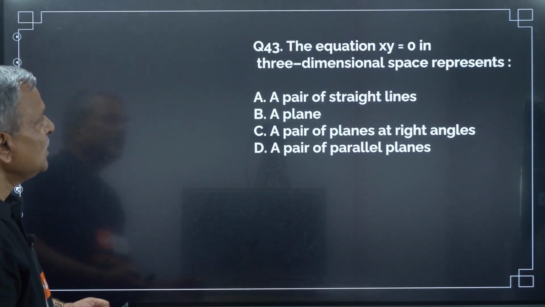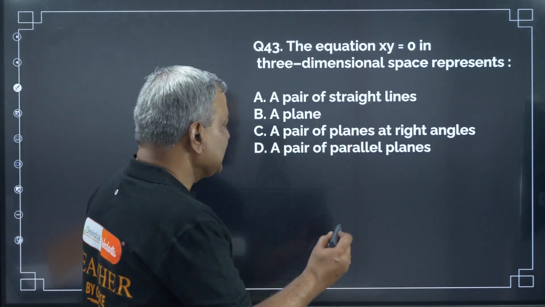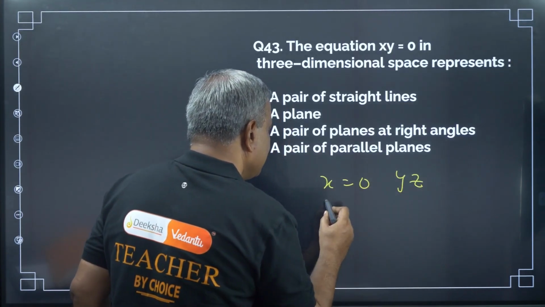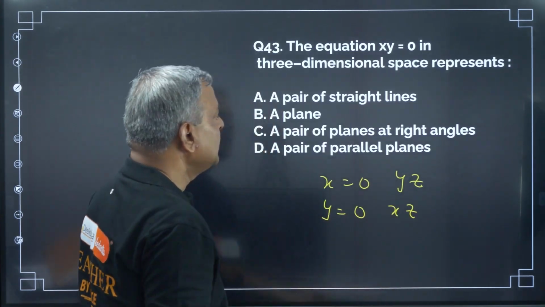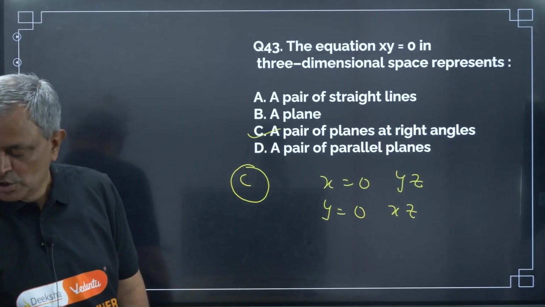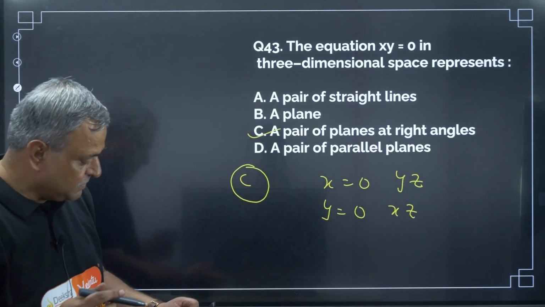43. Equation xy is equal to 0. Clearly, it takes hardly 10 seconds. X equal to 0 means which plane? YZ plane. Y equal to 0, XZ plane. A pair of planes at right angle to each other, option C. 43 is option C. Next one.